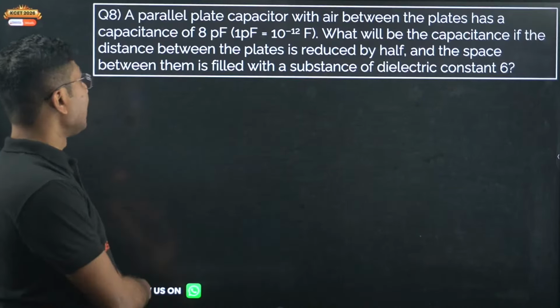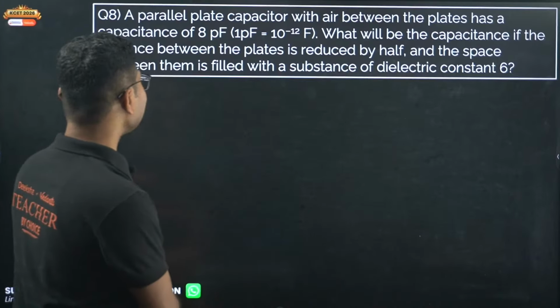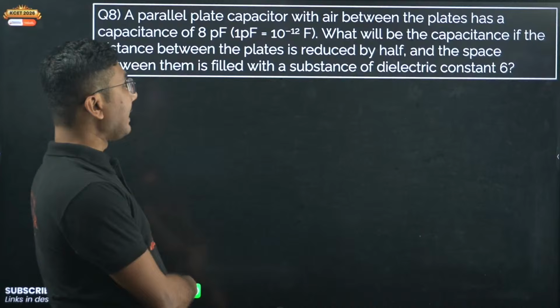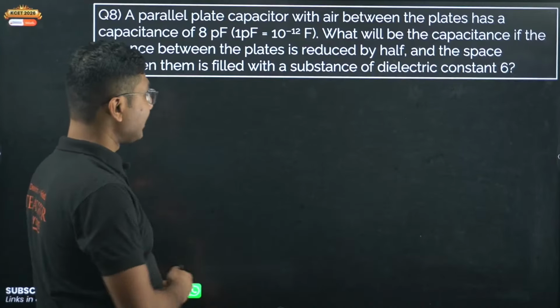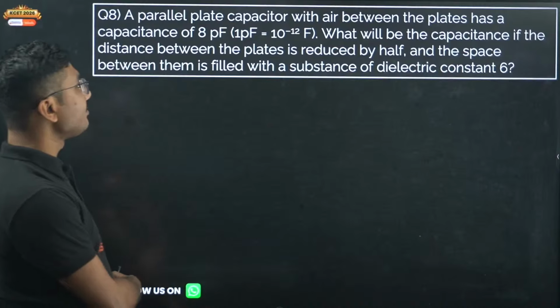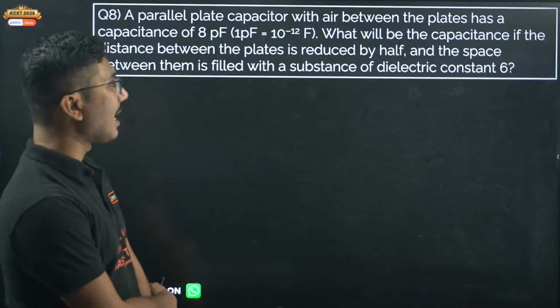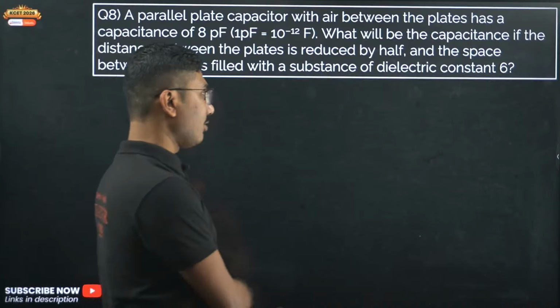Now next, a parallel plate capacitor with air between the plates has a capacitance of 8 picofarad. 1 picofarad equals 10 to the power of -12 farad. What will be the capacitance if the distance between the plates is reduced by half and the space between them is filled with a substance of dielectric constant 6?